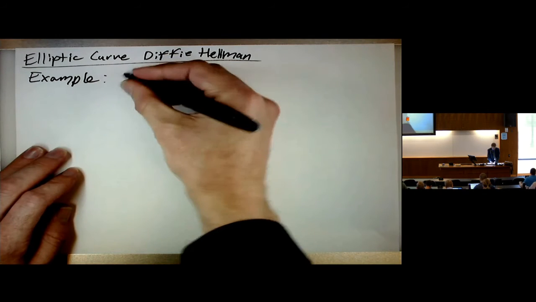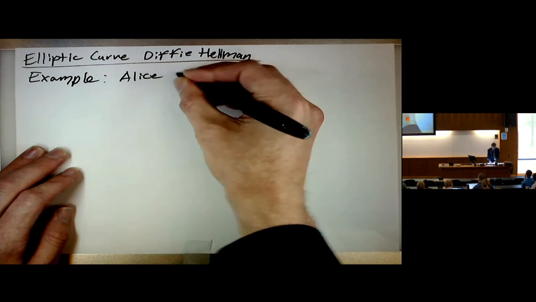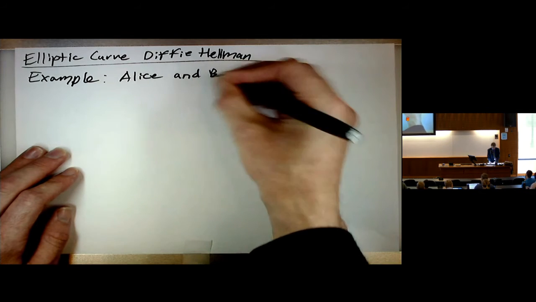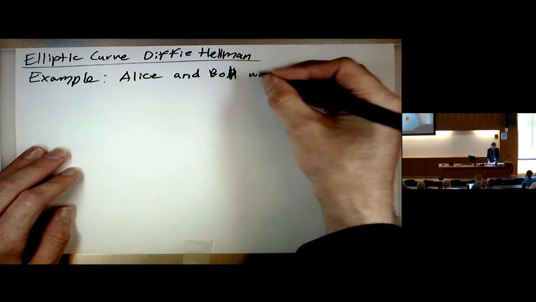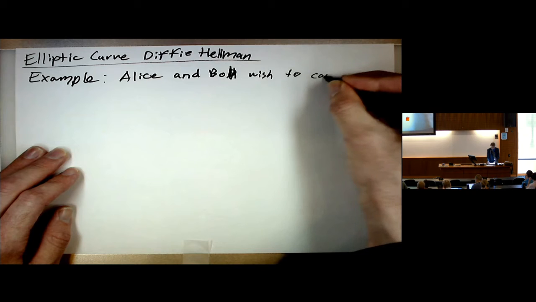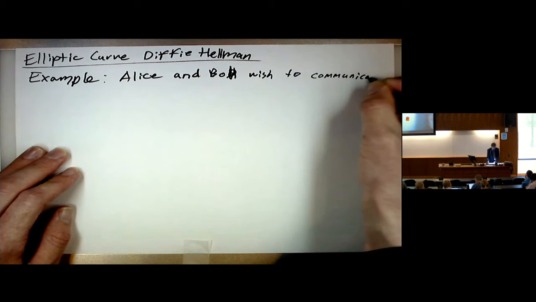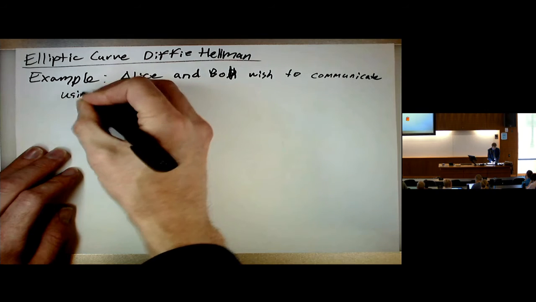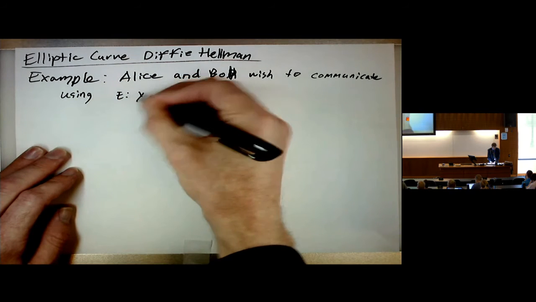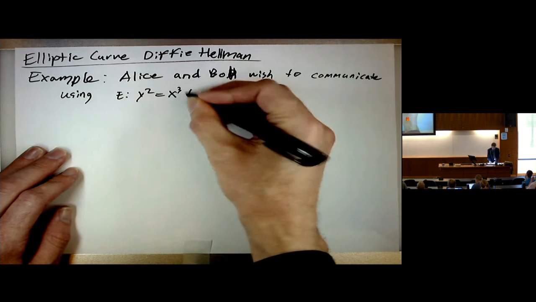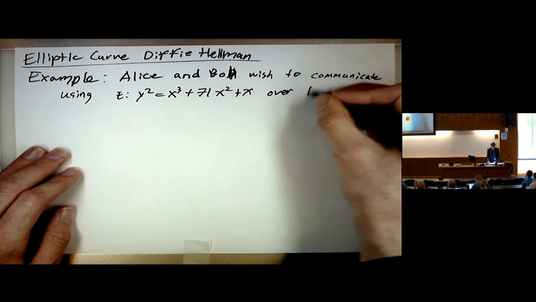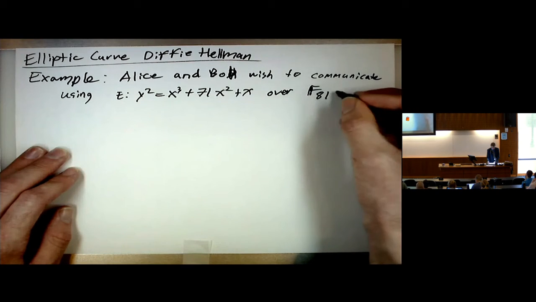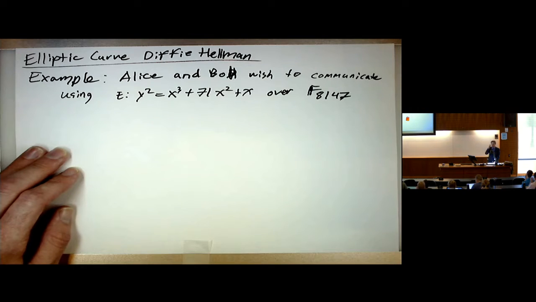So Alice and Bob, chosen for the first letters of their names, wish to communicate using y squared equals x cubed plus 71x squared plus x over F_8,147. Okay, that's a prime field.